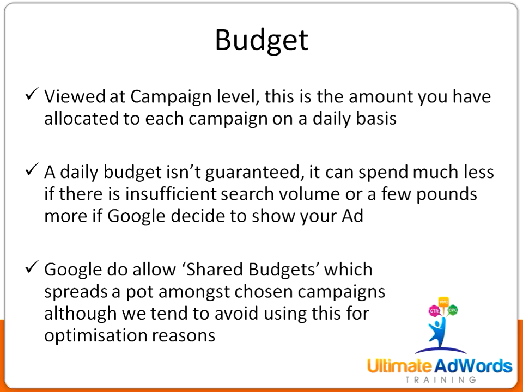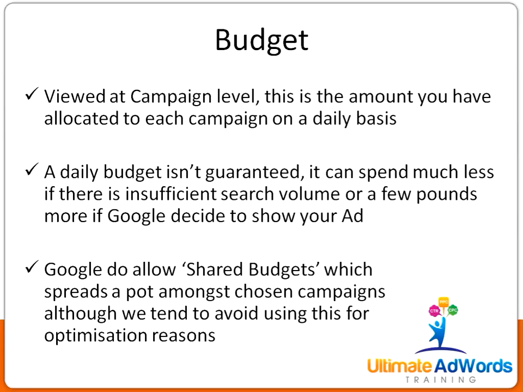The budget, viewed at campaign level, is the amount that you have allocated to each campaign on a daily basis. A daily budget isn't guaranteed. It can spend much less if there isn't enough search volume to spend that full amount, but it can go over if Google decide to show your ad when you are nearing your budget limit.